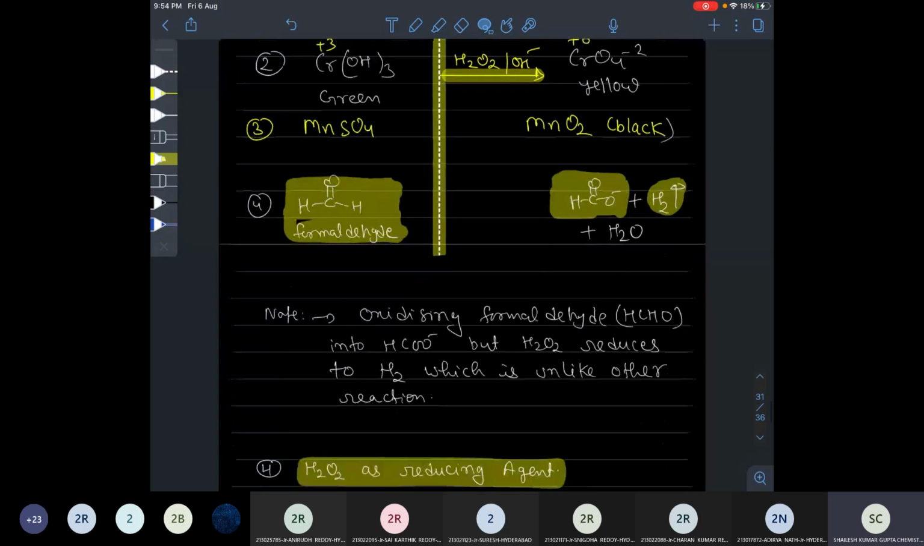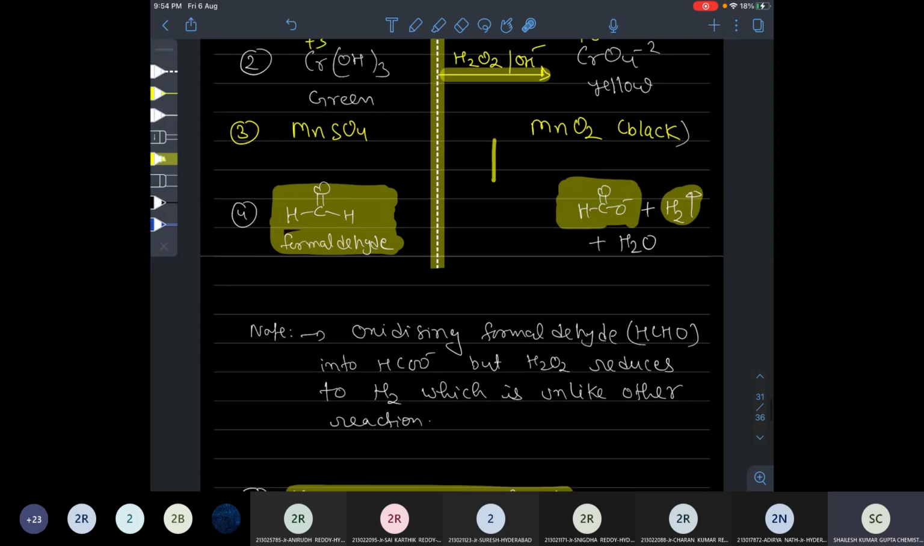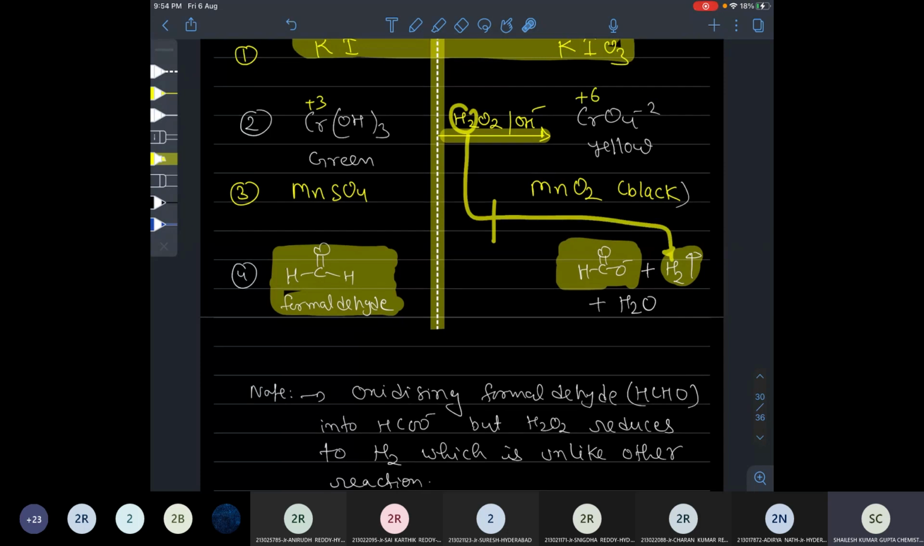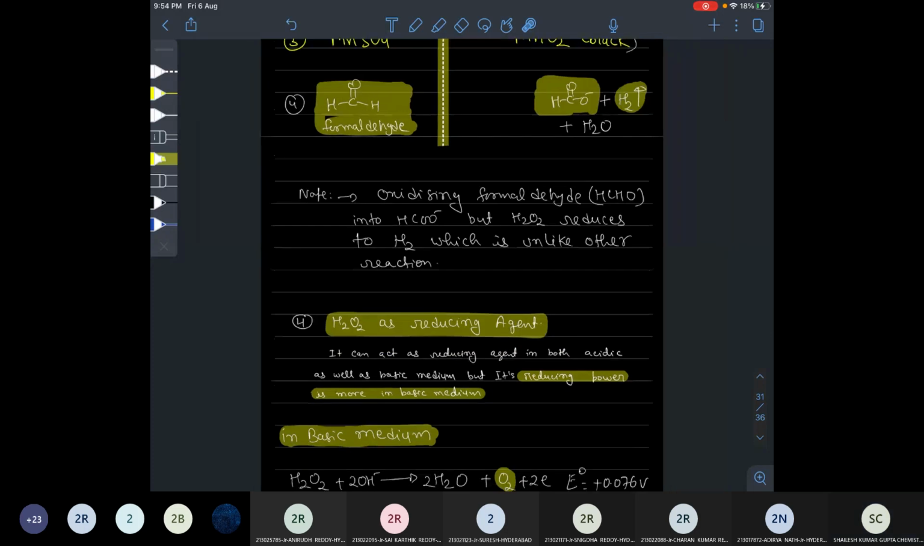And one thing which you can never guess is this one. This is a very rare and very unique reaction where formaldehyde is converted into formate. It is okay, but the H2O2 part is actually converting into H2. It is very, very rare. Right, so that's what I have written over here. Oxidizing formaldehyde, which is HCHO, into HCO minus, but H2O2 reduces to H2, which is unlike other reactions. Right, it is not like the other reactions where H2O2 is going into water.